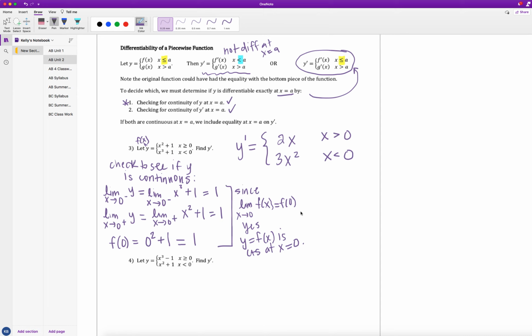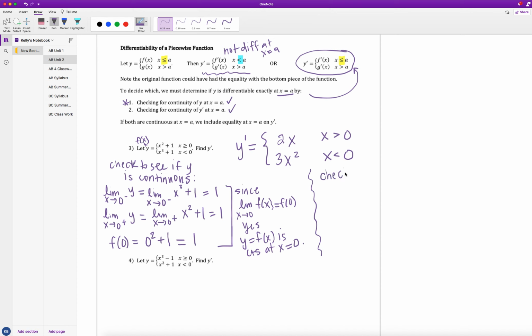That example that you always want to be keeping in the back of your mind is an absolute value graph. And we're actually going to go through that example algebraically using this in a couple examples. But the absolute value graph is continuous, but it is not differentiable at that corner. So the next thing we have to check is to see if y prime is continuous. Because if y prime is continuous and y is continuous, then I know that the original function y is differentiable.